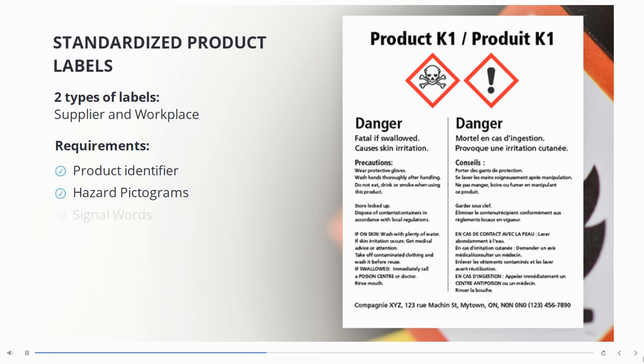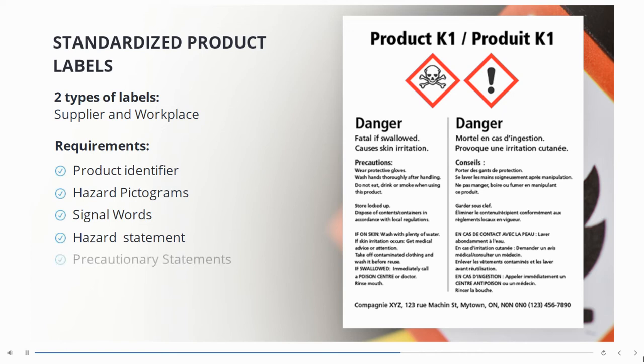3. Signal words. The words danger or warning indicate the severity of the hazard. The danger signal word indicates relatively severe or immediate hazard. The warning signal word indicates a less severe hazard. 4. Hazard statements. Standardized statements of all hazards associated with the product.